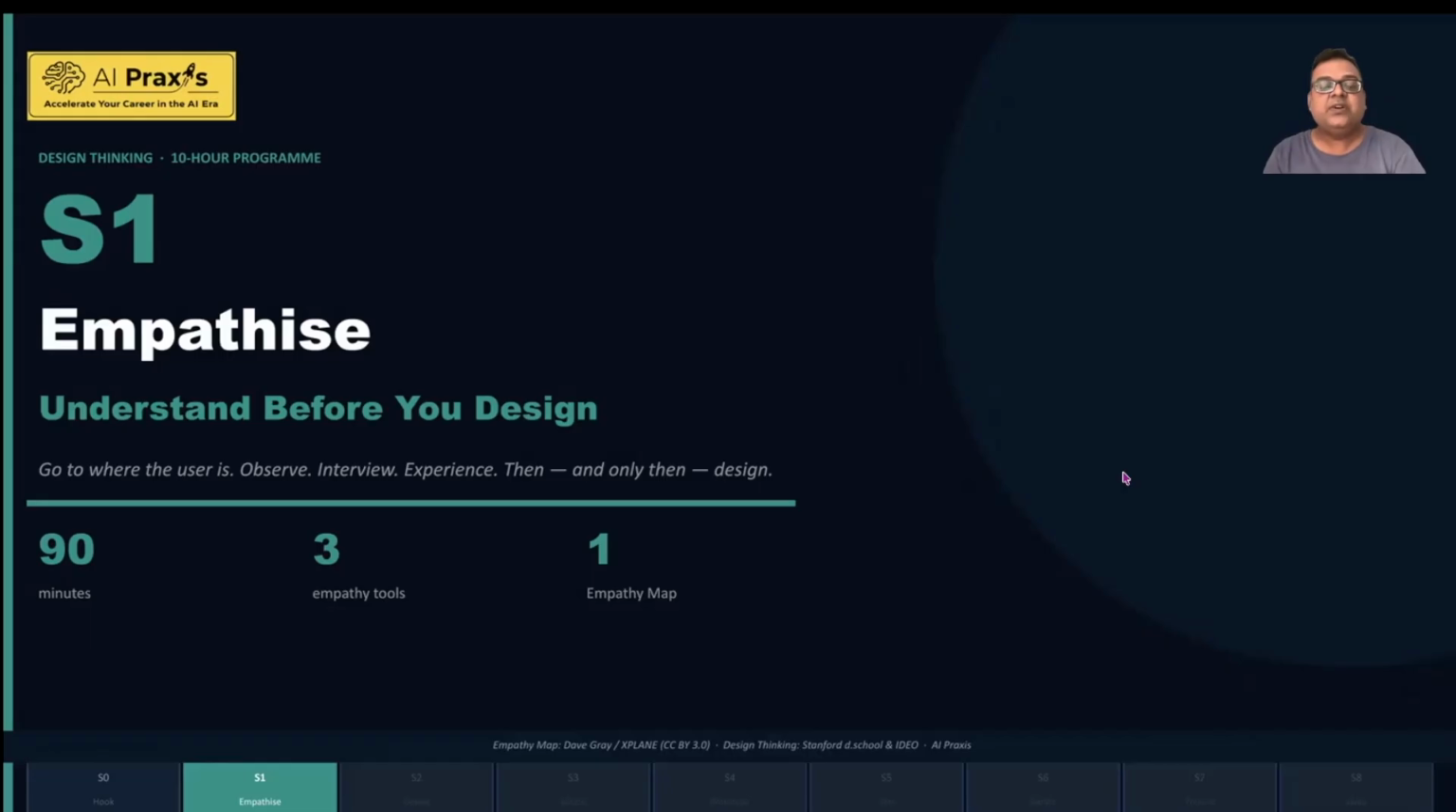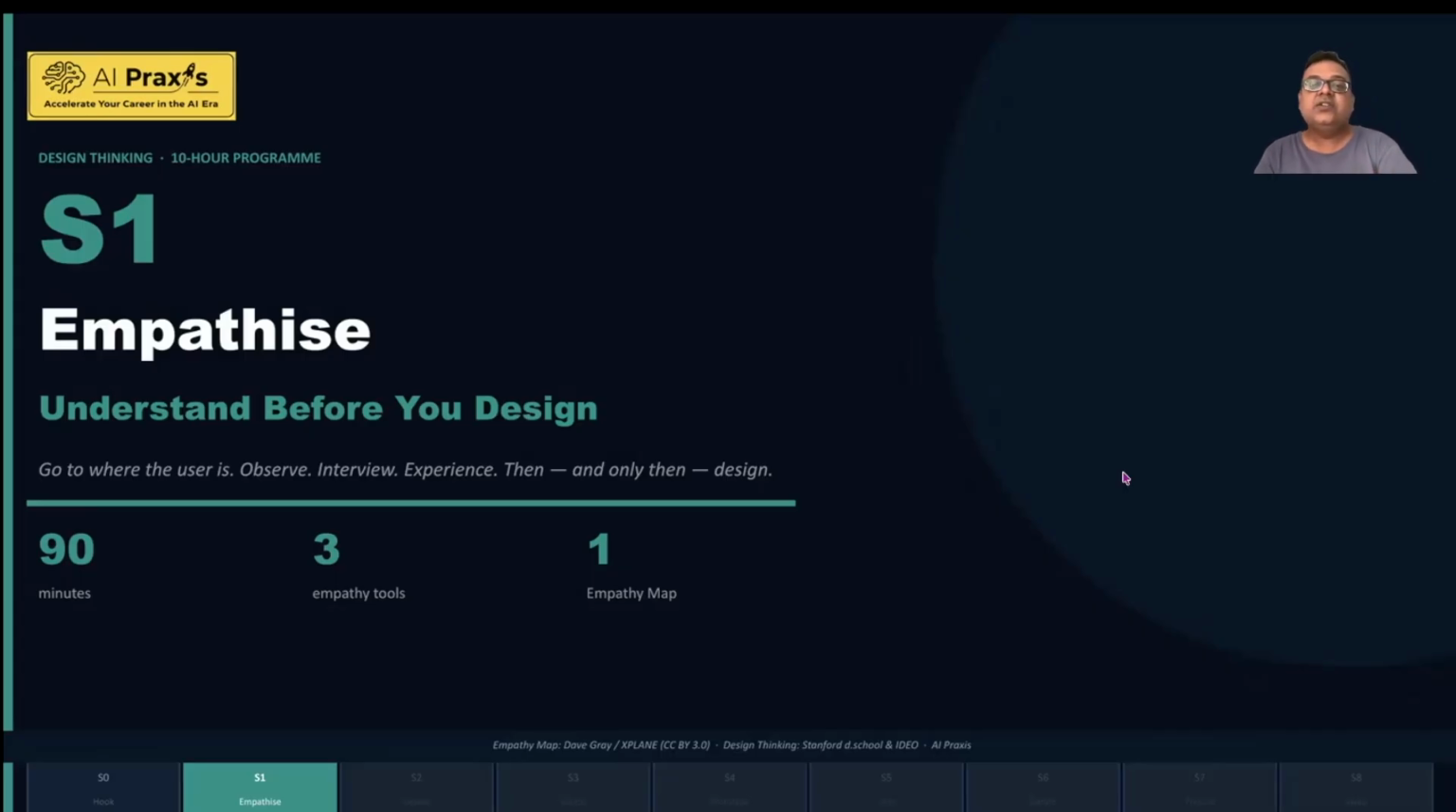And finally, experience. Whenever possible, put yourself in the user's situation. If you're designing for wheelchair users, try navigating a building in a wheelchair. If you're improving a public transport system, travel the same route during rush hour. Experience creates a level of understanding that observation alone cannot. So, only after doing these four things, design. That's why this stage is called empathize. Not because we need sympathy, not because we need to feel sorry for people, but because we need to understand their world from their perspective.